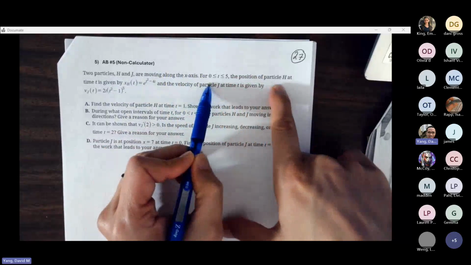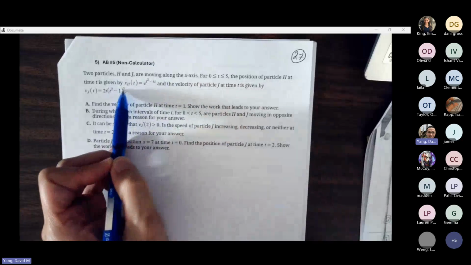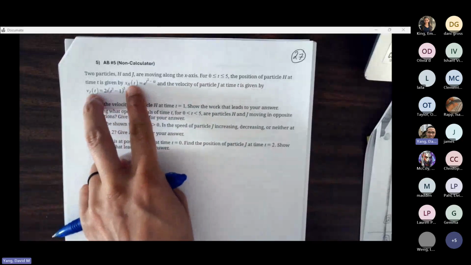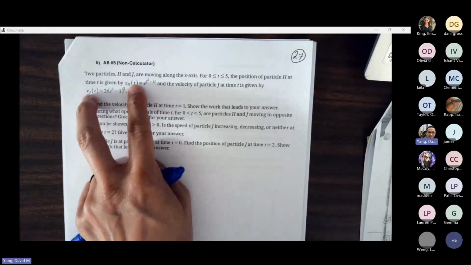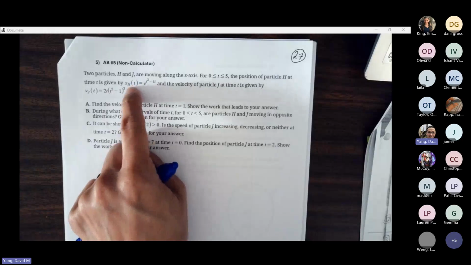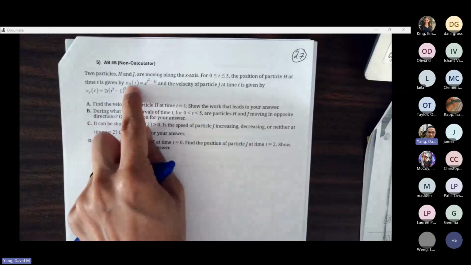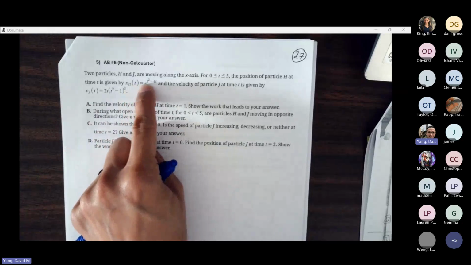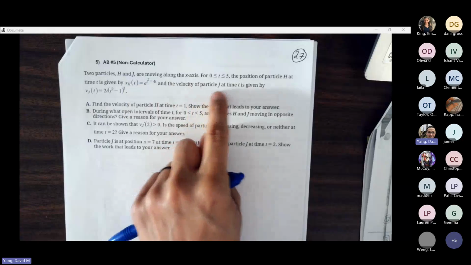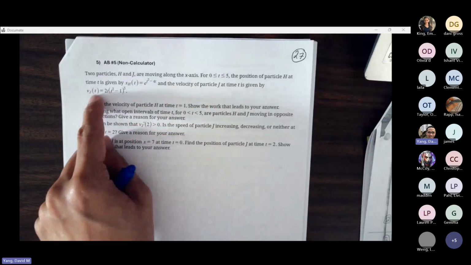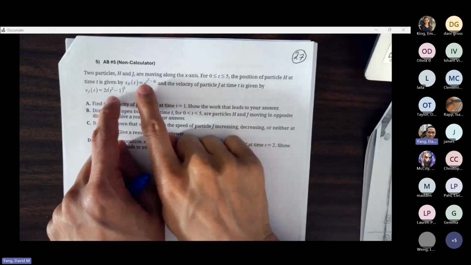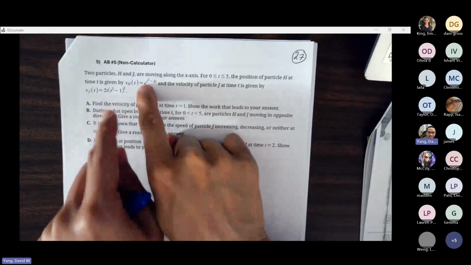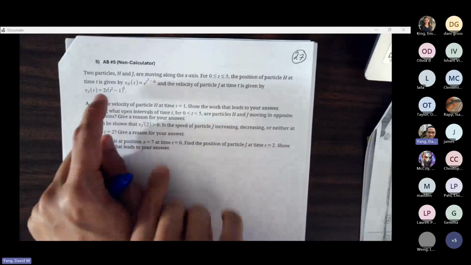Between 0 and 5, the position of the particle H is given by x of t. I know the subscript looks intimidating or confusing, but all it's doing is identifying the different position functions for you. This is the x of t position function for H, and they just want to highlight that so you don't get these two confused. So this is my position function for particle H, and then the velocity of the other particle is v sub j of t. So they're giving us information about both particles, but they're giving us staggered information. They're giving us position function of one, but velocity of the other.